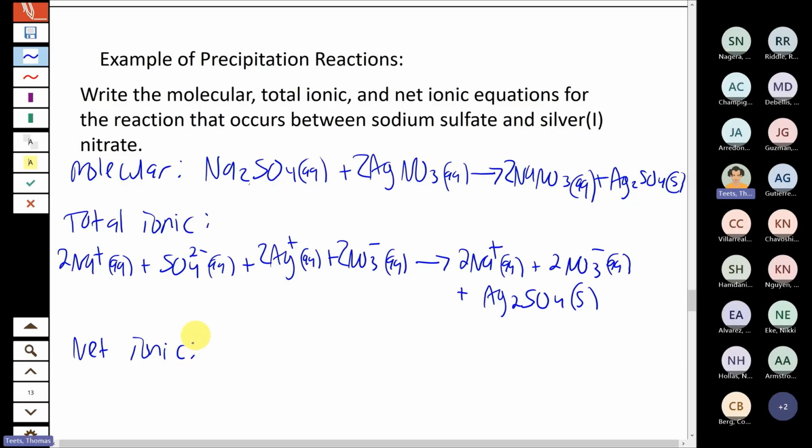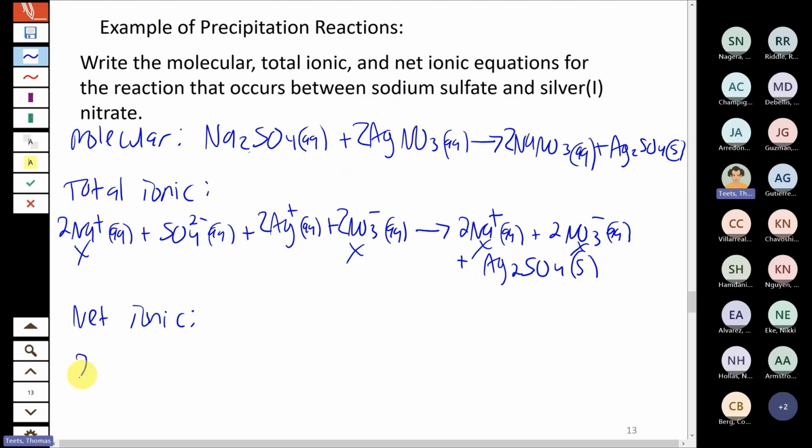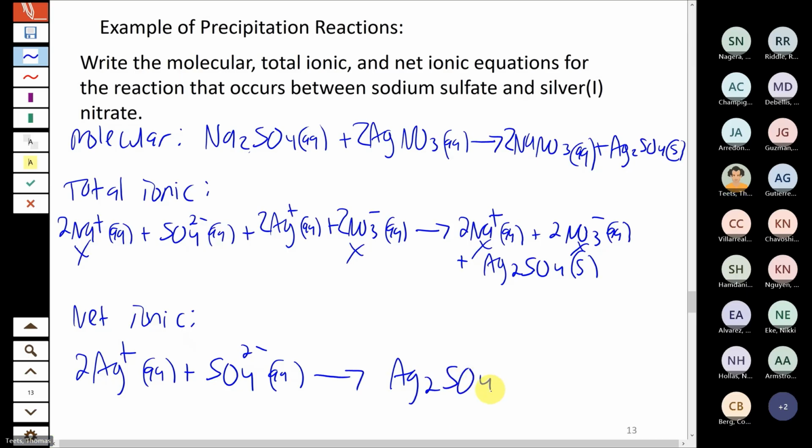we have to remove spectator ions. So we have 2 sodium pluses on both sides, so those cancel out. We have 2 NO3- on both sides, and it's going to be then silver and sulfate that combine to make our precipitate. So the net ionic equation would be 2 Ag+ and SO4 2- to make Ag2SO4.